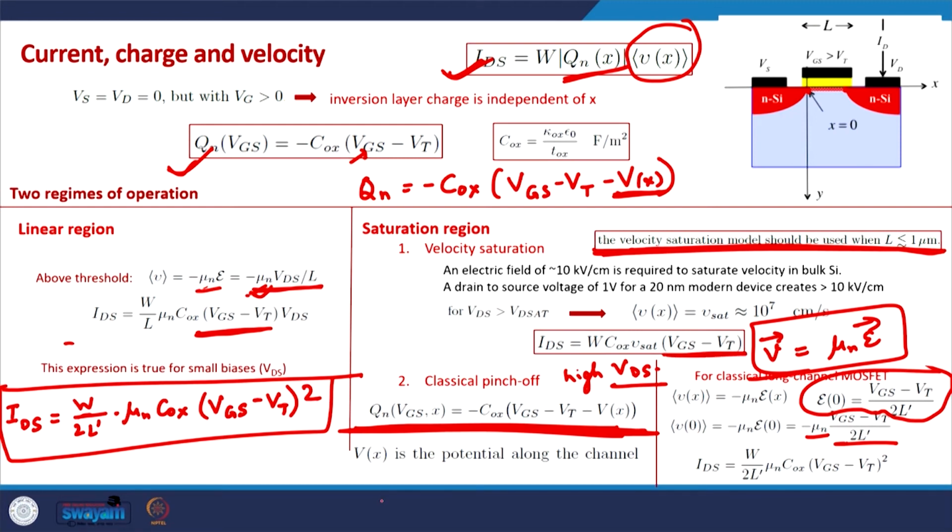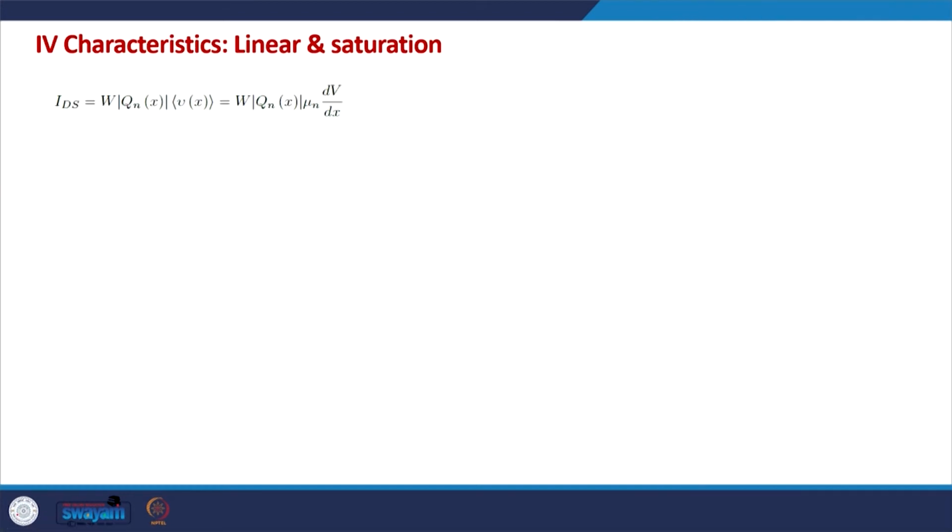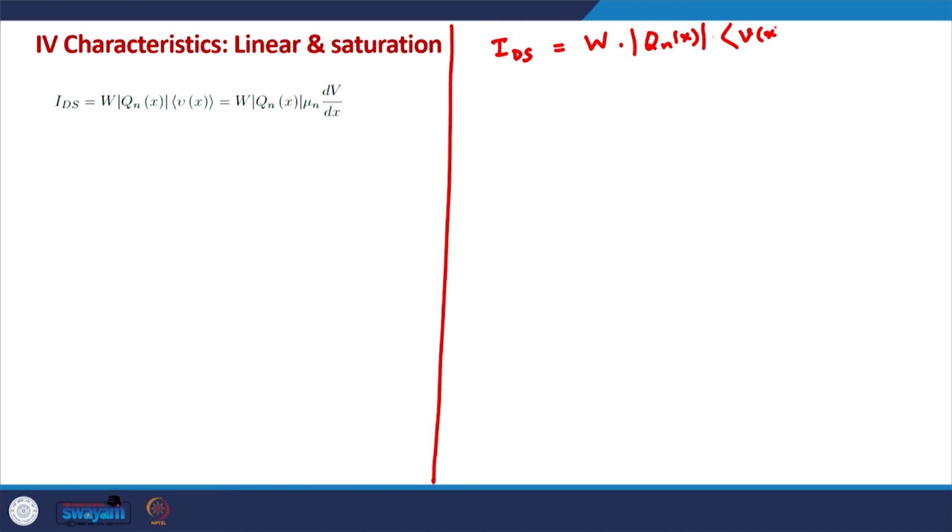case this Vx is taken to be the saturated velocity and Qn is taken to be the charge because of the gate voltage. In the classical pinch off, in addition to the effect of gate voltage on the charge, we also need to take the effect of the drain voltage, and the velocity will be calculated from the electric field. Electric field is given by this value, and from here we derive the current. In a more general way, this current is given as W times Qn times the velocity. So, this is the general treatment of the IV characteristics.